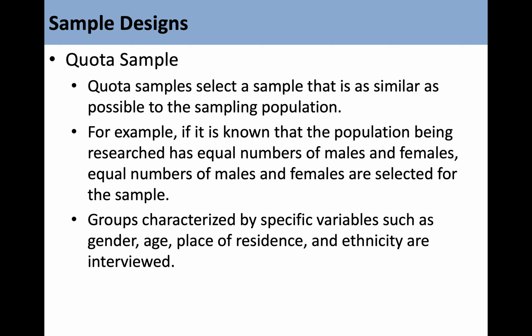Quota samples select a sample that is as similar as possible to the sampling population. For example, if it is known that the population being researched has equal numbers of males and females, equal numbers of males and females are selected for the sample. Groups characterized by specific variables such as gender, age, place of residence, and ethnicity are interviewed, and that's a quota sample.